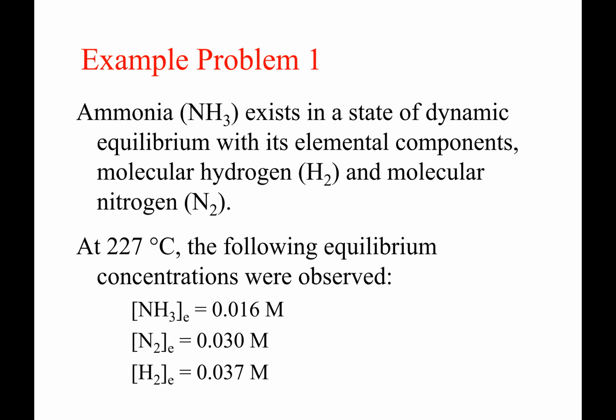So at equilibrium, because one of the last things I want to talk about is that not everything of interest is at equilibrium. So at equilibrium, we have these molar concentrations. NH3, the product as written here, is 0.16 molar. The molar concentration of N2 is 0.030 molar. The molar concentration of H2 is 0.037 molar.